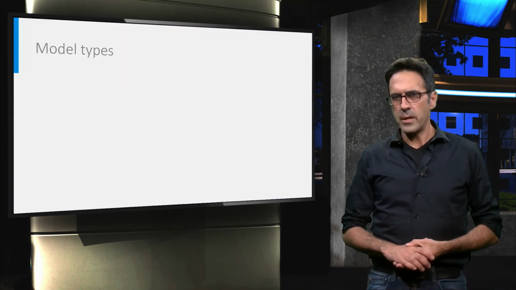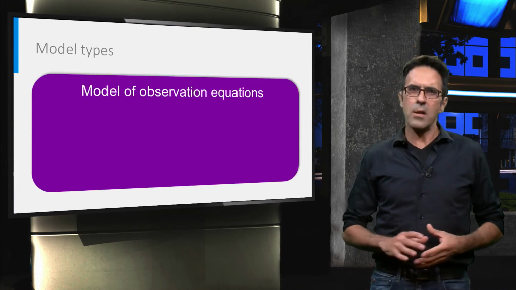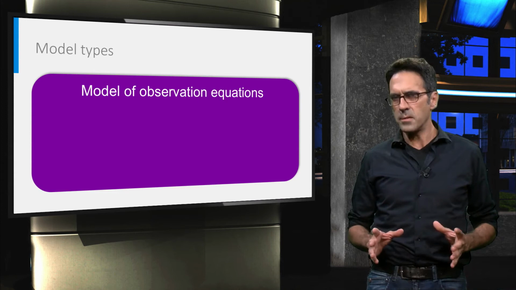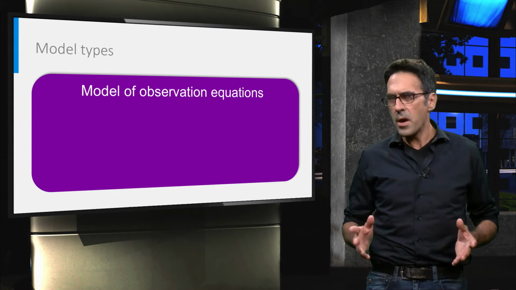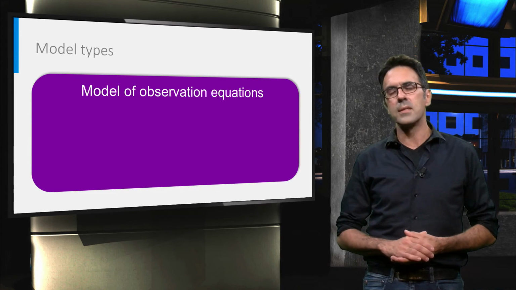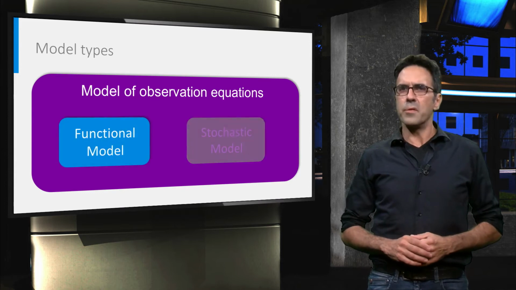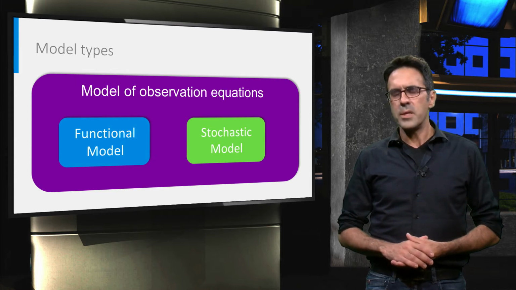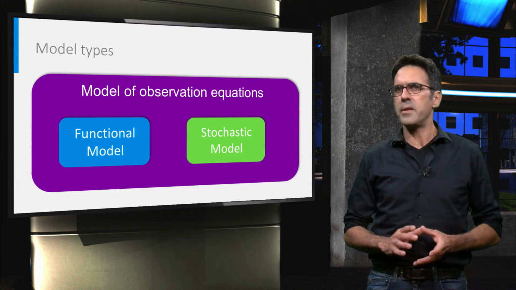There are different types of mathematical models. The one particular type we will focus on in this course is the model of observation equations. This means that the observations are central in this model, and that we really try to use them to estimate some parameters. There are also other models, such as the model of condition equations, which we will not discuss in this course. The model of observation equations consists of two parts, which are related to the first and second statistical moment of the observations. We refer to these as the functional model and the stochastic model. Both models each play a very specific role.